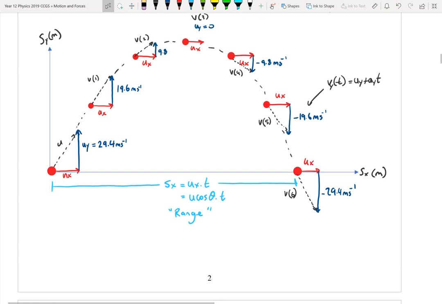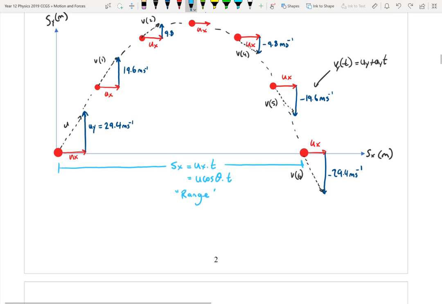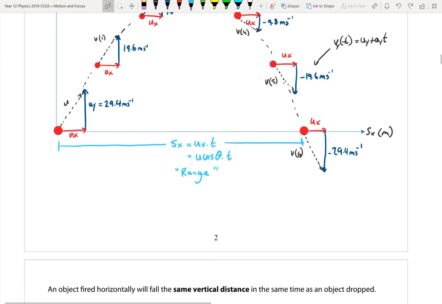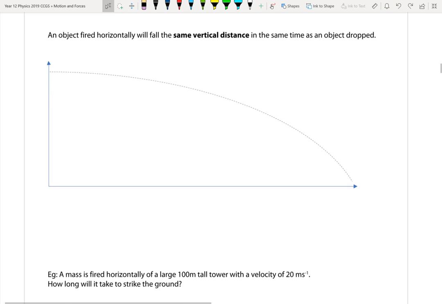So obviously you see there I made 6 very nice easy intervals of time, such that the third was at the middle and it's perfectly symmetric. You should notice that on the downwards path it's the same magnitude but in the opposite direction. Okay? Can I move over now? Thanks. All right. An object fired horizontally will fall the same vertical distance.